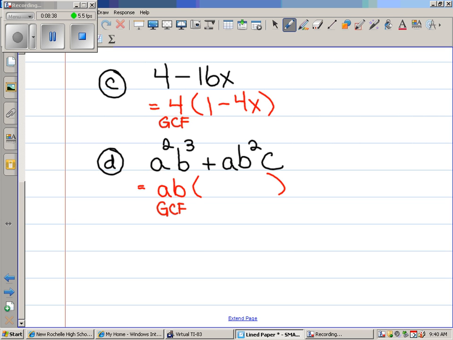I wonder what else is left inside. AB times what is a squared b cubed? A b squared. Excellent, guys. Oh, there's something bigger. You are correct. There is something bigger. Steve, excellent observation. We got A and we got B cubed. We got A, we got B squared. So actually the GCF is AB squared.